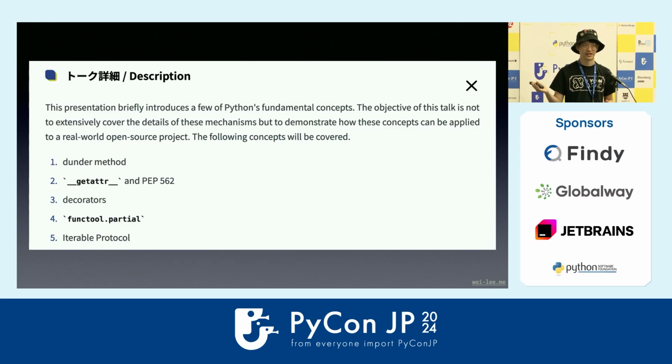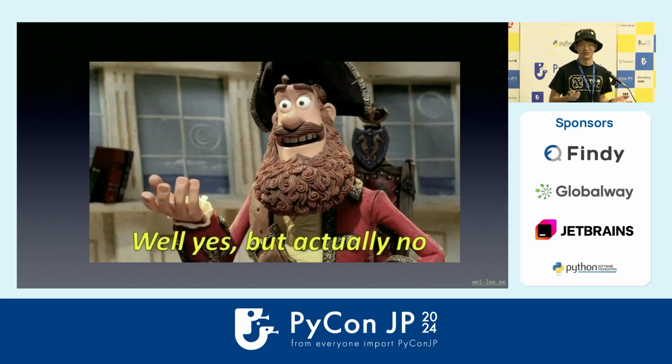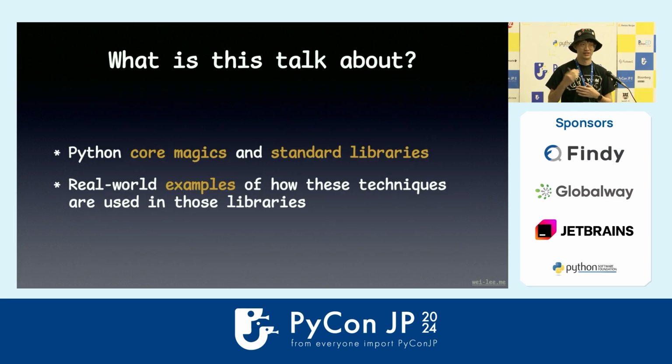But if you look at the description, you might say, hey, are you going to talk about the core Python stuff or some standard library things? So you're not going to talk about the third-party libraries? Kind of, but actually, no, I'm not going to talk about that. The core will still be the magics and also the standard libraries we can use, but I will use these two projects as the example of how we can use this technique in those things.